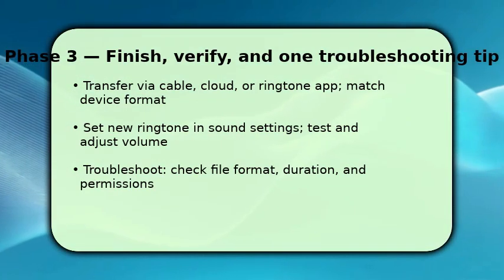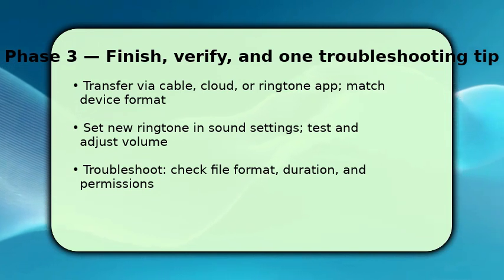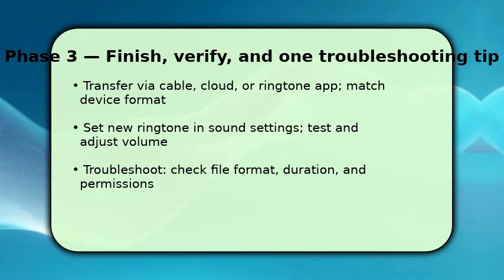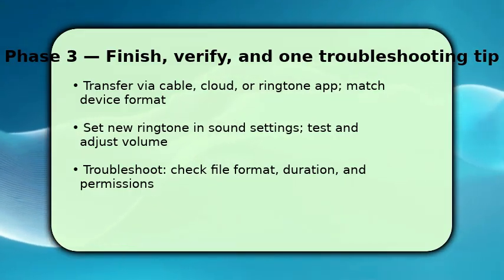You finish by transferring the ringtone to your phone using Cable, Cloud Sync, or a Ringtone Manager app. Choose whatever preserves the file format. On the device, open Settings, then Sound or Ringtones and assign the new clip. Test the ringtone by playing a preview and make volume adjustments if needed.